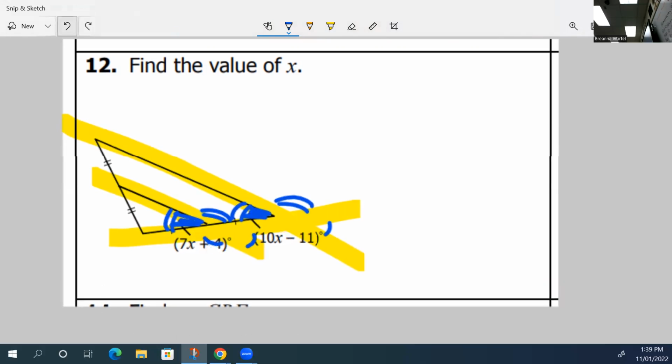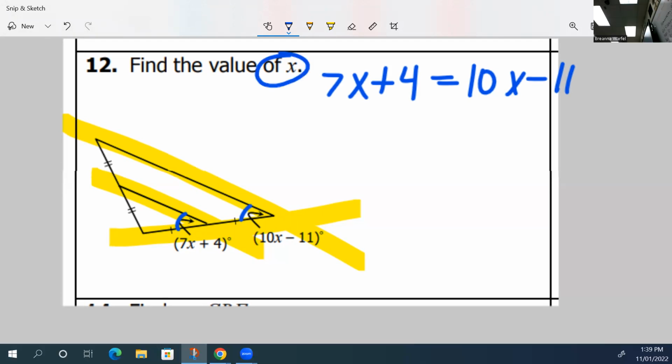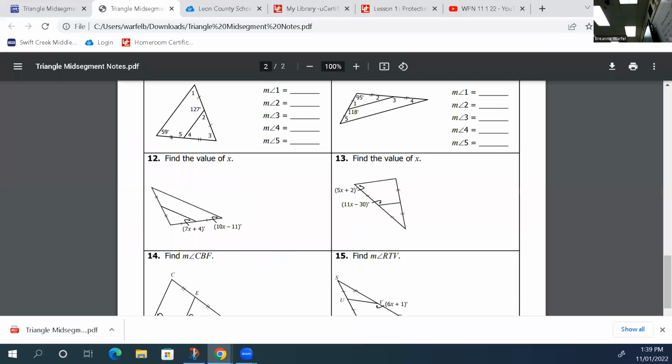You know that they're equal, so anything that's equal, you literally take the two pieces that you know are equal and set them equal to each other. So 7x plus 4 is equal to 10x minus 11, and you solve and get your value for x. Since I'm not going to solve this one, let's go ahead and also look at 13 real quick, and then we'll be done.